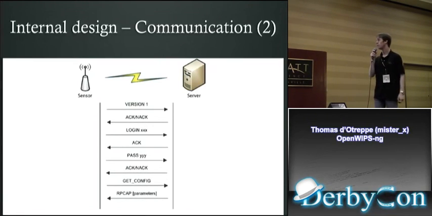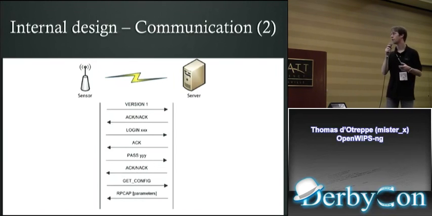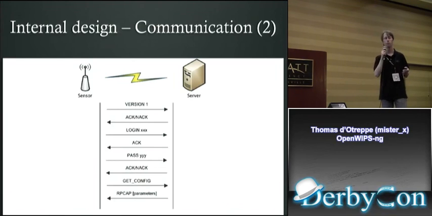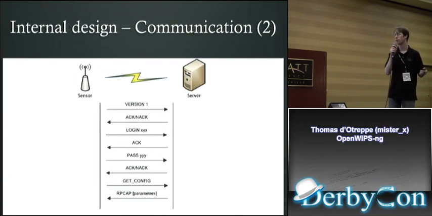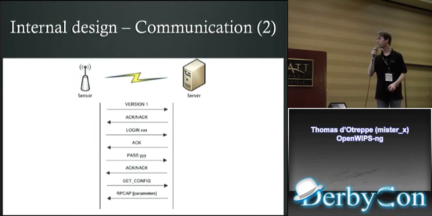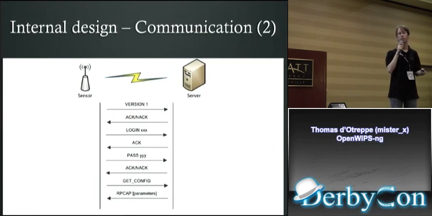So here's how the command channel works between the sensor and server. First, the sensor sends a version of the protocol, and the server is going to accept it or not. If it does not, the sensor is going to try to fall back to a previous version until it finds one. If it doesn't, then it's not going to connect. Then it sends the login and password, and that's where we verify the credentials. Then it asks for a configuration, and that's where the server sends the remote pickup configuration, the port where it has to connect, etc.